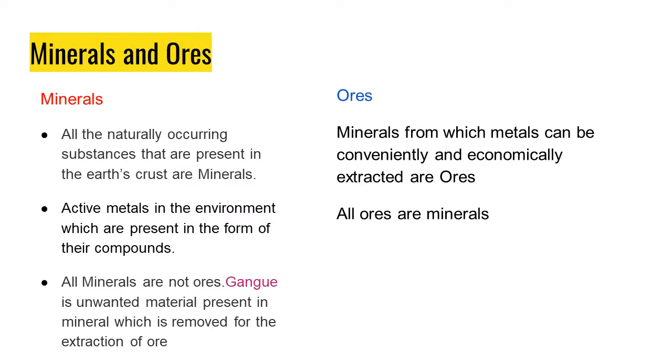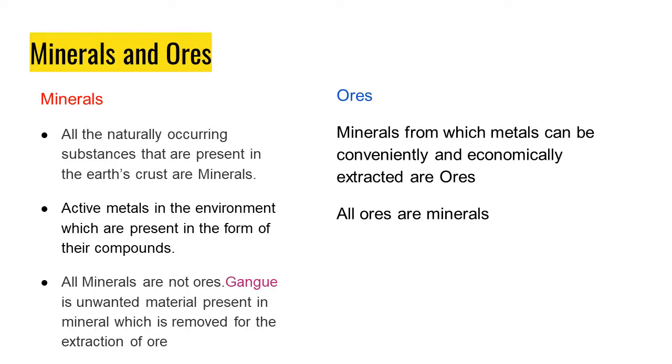So what are minerals and ores? All the naturally occurring substances present in the earth crust are called minerals. Minerals are naturally occurring substances present in the earth crust. They are present in the form of their compounds. So all the minerals are not ores, that is you cannot extract elements from all the minerals.